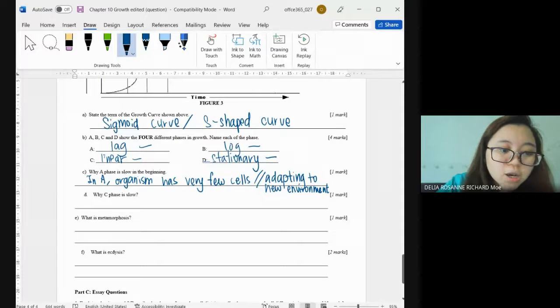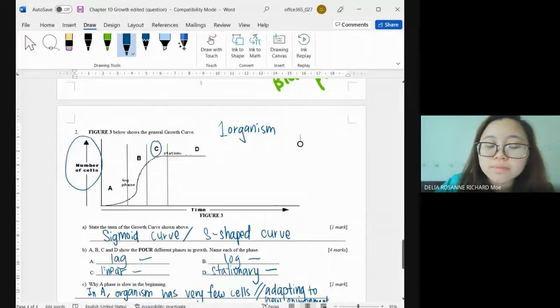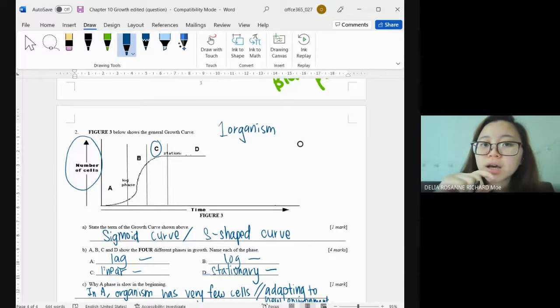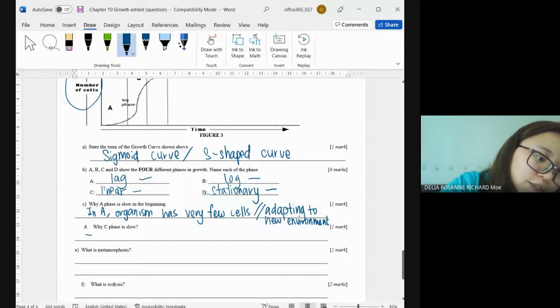For D, why is phase C slow? If we look at one organism, why in part C does the number of cells suddenly not increase so quickly? Why is it decelerating? A possible reason is that the rate of cell replacement is now slower.